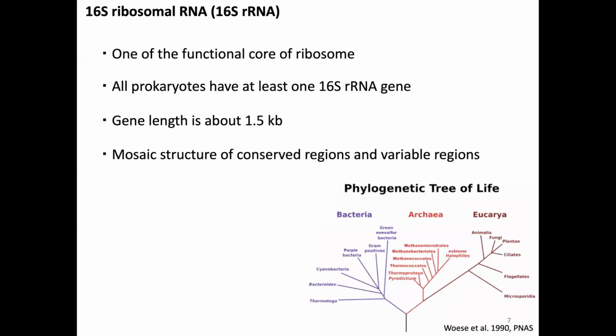The 16S ribosomal RNA gene is commonly used for Amplicon sequencing because this gene has many good properties. For example, all prokaryotes have this gene. This gene has a mosaic structure of conserved regions and variable regions. In general, the evolutionary history of the 16S ribosomal RNA gene corresponds to the evolutionary history of the species. So, this gene is very useful as a phylogenetic marker gene.